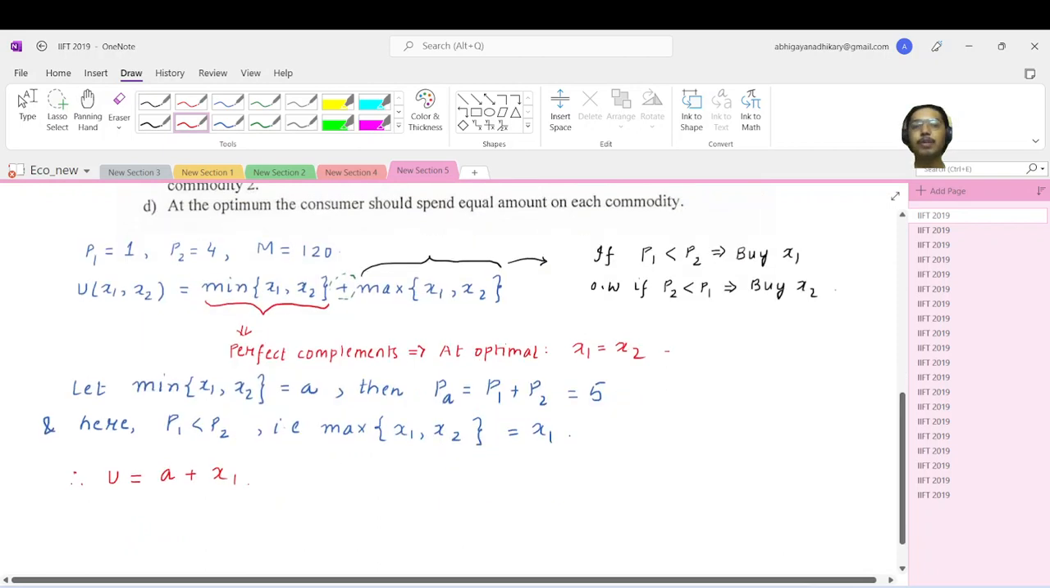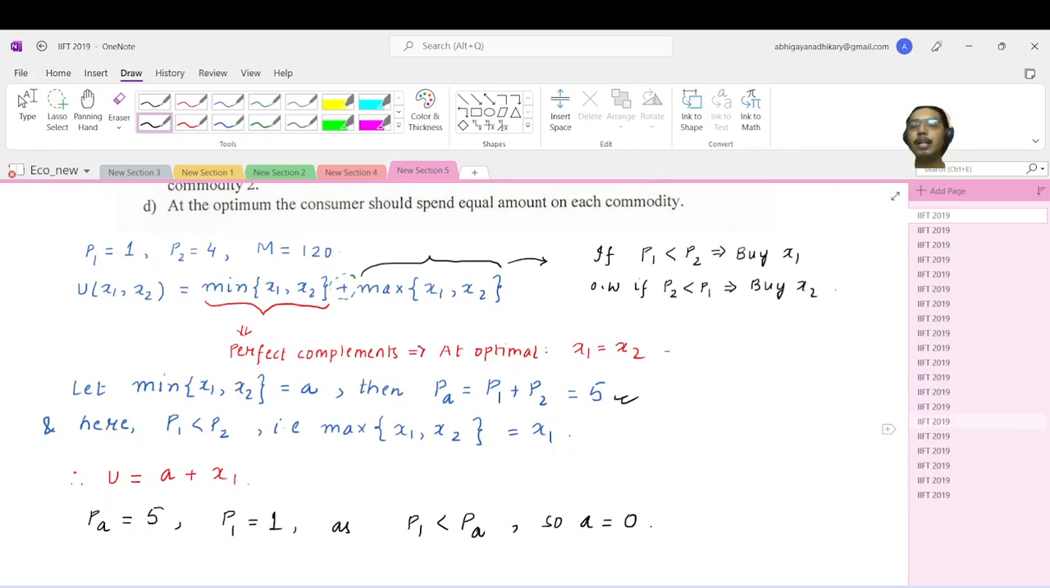So now you can understand we have a perfect substitute kind of a structure between a and x1. Note that on perfect substitutes, the consumer is going to buy that good which is the cheaper one. So what is the price of a over here? We have calculated that to be 5. And what is the price of good one over here? It is 1, not x1, it's 1. That means as P1 is lesser than PA, so A is equal to 0. No units of bundle A will be obtained.